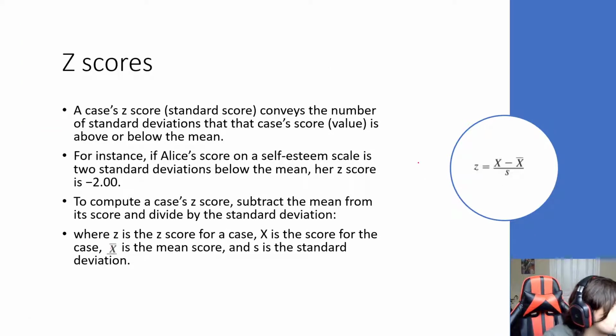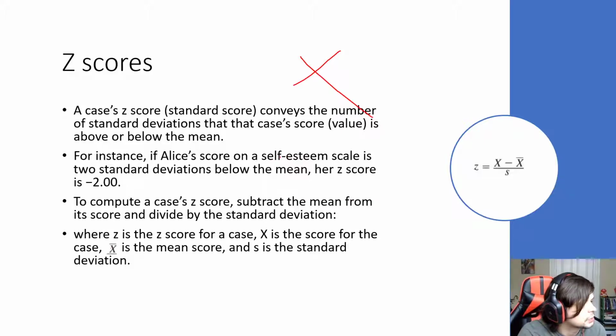Z-scores. We're not going to get into Z-scores too much, but it's also something that you need to know. A case's Z-score is the number of standard deviations that the case's score value is above or below the mean. For instance, if Alice's score on the self-esteem scale is 2 standard deviations below the mean, her Z-score is -2. To compute a case's Z-score, subtract the mean from the score and divide by the standard deviation, where Z is the Z-score for the case, X is the score for the case, X-bar is the mean score, and S is the standard deviation.